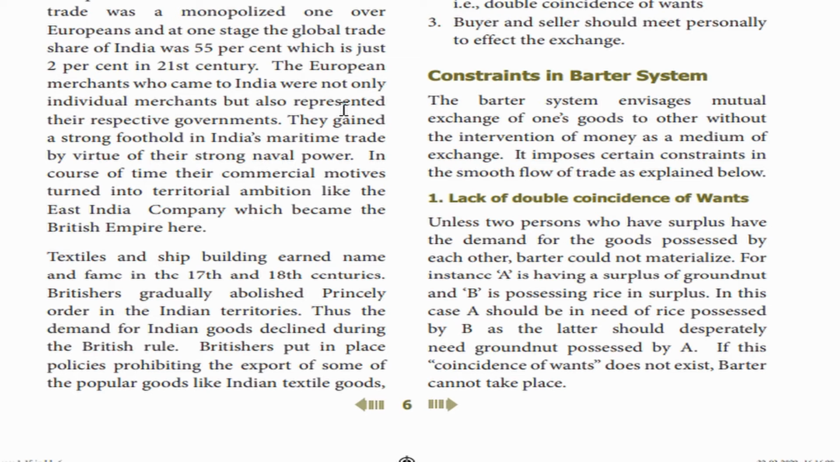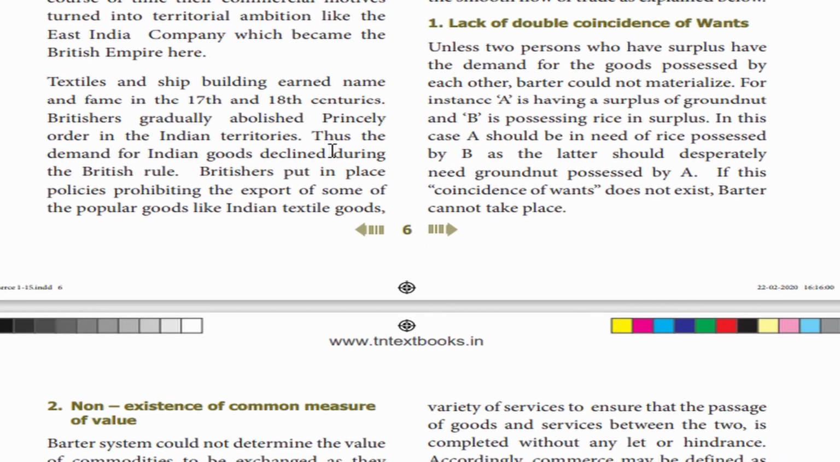The first constraint is the lack of double coincidence of wants, as we have already seen. If there is a lack of double coincidence of wants, the barter system will not take place. So we see about that.